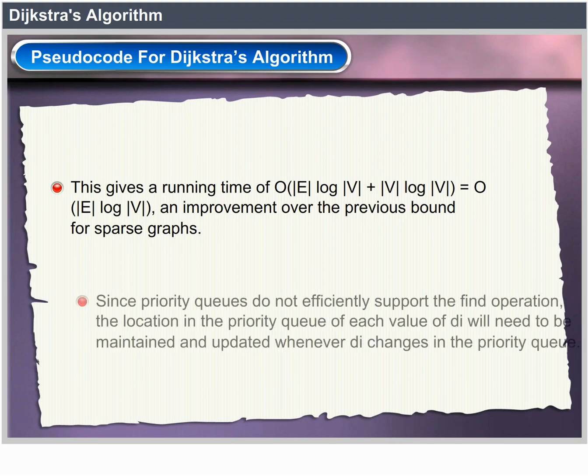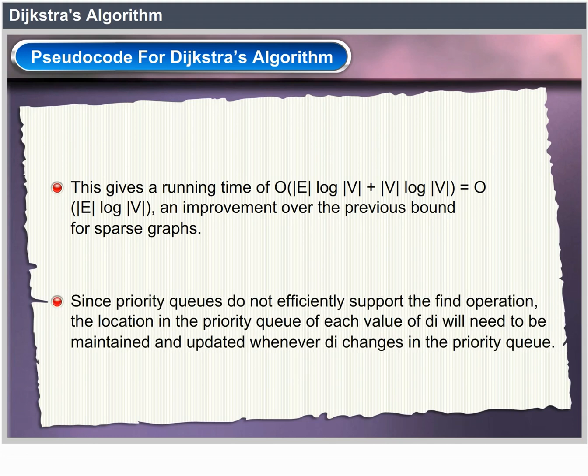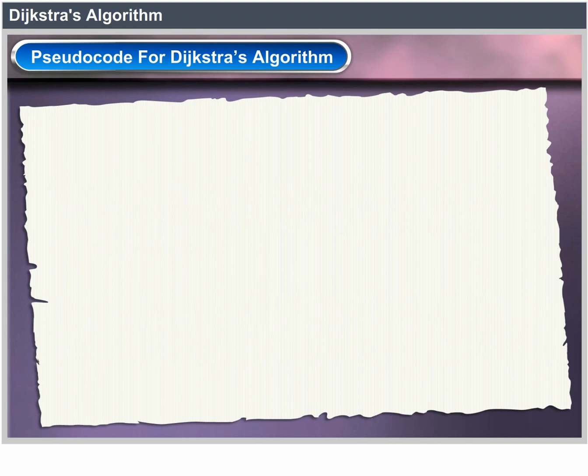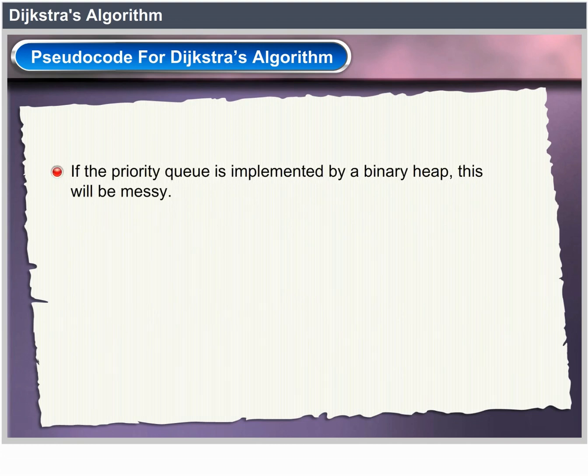Since priority queues do not efficiently support the find operation, the location in the priority queue of each value of di will need to be maintained and updated whenever di changes in the priority queue. If the priority queue is implemented by a binary heap, this will be messy. If a pairing heap is used, the code is not too bad.